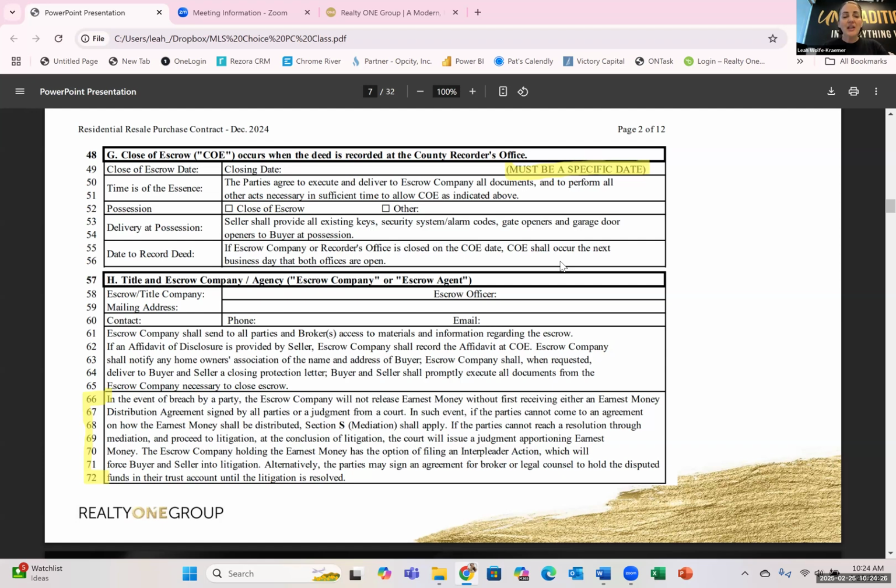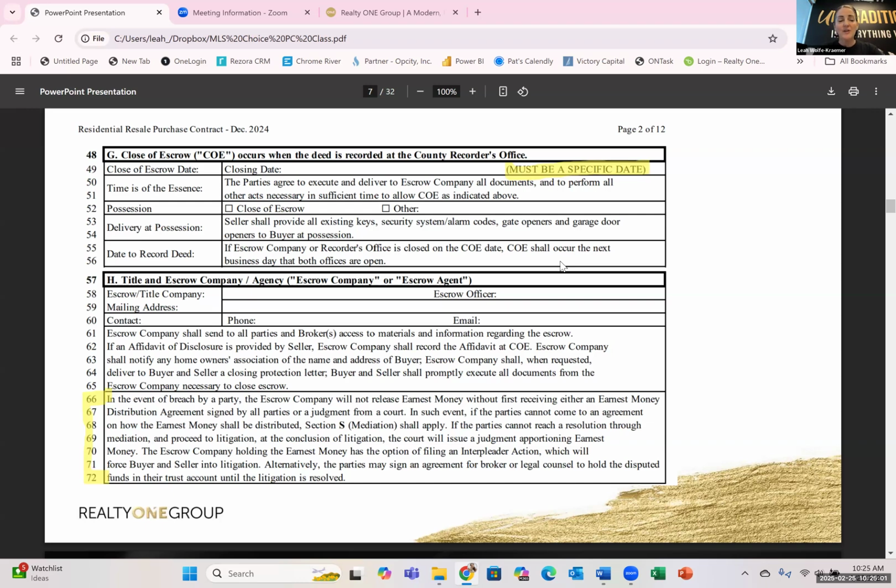And then they go into the title and escrow company information. Again, contact information, what the escrow company's responsibilities are. There's no changes there. But one of the biggest changes in this contract is this highlighted section, lines 66 through 72. In the event of breach by a party, the escrow company will not release earnest money without first receiving either an earnest money distribution agreement signed by all parties or a judgment from a court. In such event, if the parties cannot come to an agreement on how the earnest money shall be distributed, Section S, mediation, which we'll cover, shall apply.